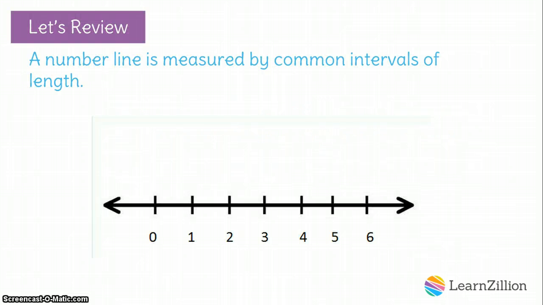Let's review. A number line is measured by common intervals of length. Here, the unit interval is 1 whole. The intervals between 0 and 1, 1 and 2, 2 and 3, and so on are all the same length, and this can continue on forever.